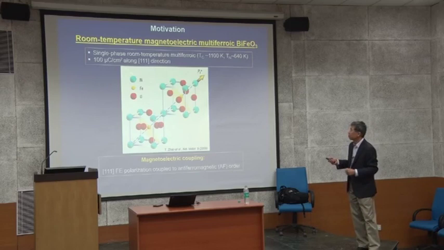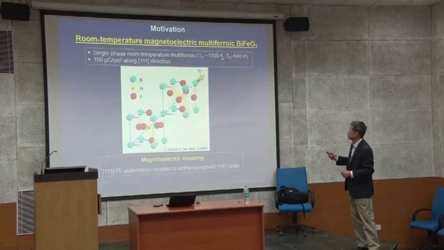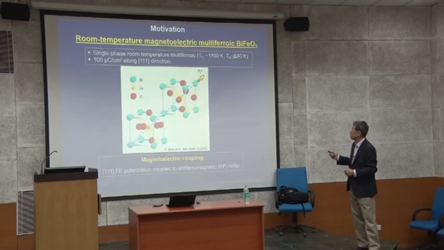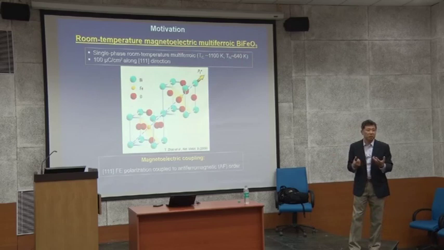This is also a single-phase, room-temperature ferroelectric multiferroic. The Curie temperature, the ferroelectric transition, is 1100 Kelvin, and the Néel temperature, the antiferromagnetic transition, is about 640 Kelvin. It's very high, so it's very stable at room temperature. But this is a ferroelectric antiferromagnetic system.